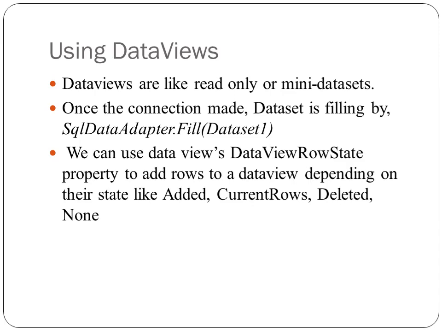And next one is we can use data views. So here data views have some property, that is the data view row state property. Using the data view row state property, we can add a row, or we can find out the current row, or we can delete a row, or we are going to perform nothing. These are the uses of data views.